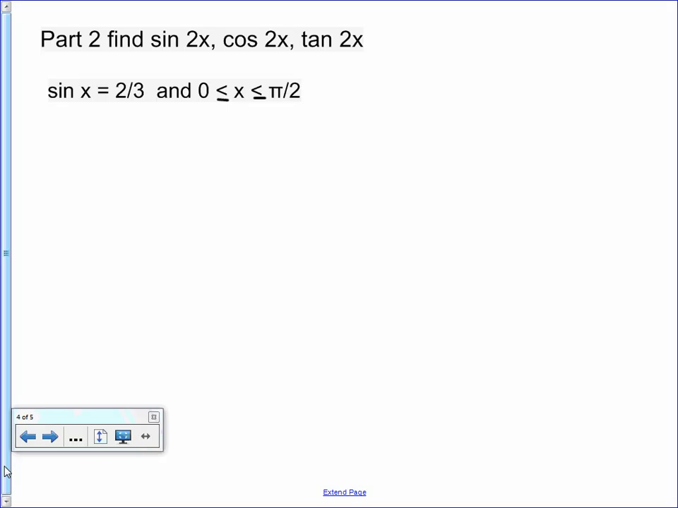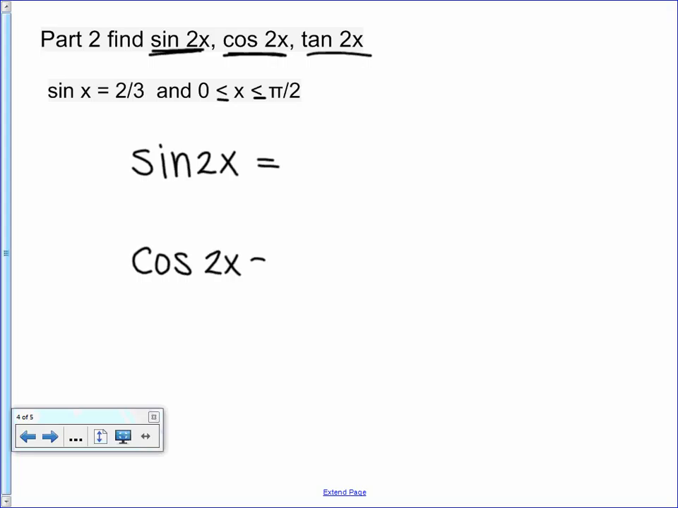Now we're going to use the double angle formulas. These are easier than what we just got done doing. The bad thing about this one though, there's really 3 things they want you to do in this problem. They want you to find the sine of 2x, the cosine of 2x, and the tangent of 2x. There are 3 parts to this. Last problem, there was only 1 part.